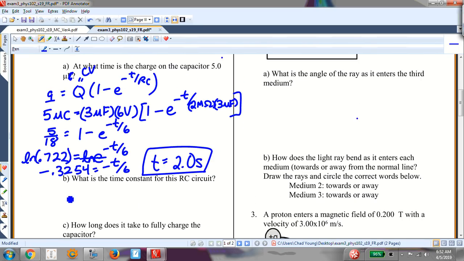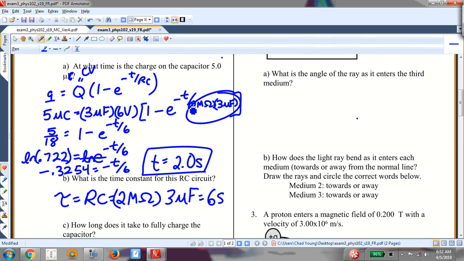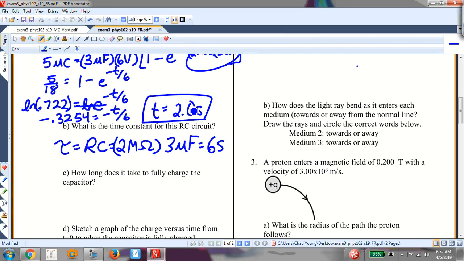And what is the time constant for this RC circuit? Tau is equal to R times C. That's 2 mega ohms times 3 microfarads. That's equal to 6 seconds. That's what we had up here, remember? How long does it take to fully charge the capacitor? The time to fully charge, I'll call it T charge, is equal to 10 times tau, that's equal to 60 seconds.